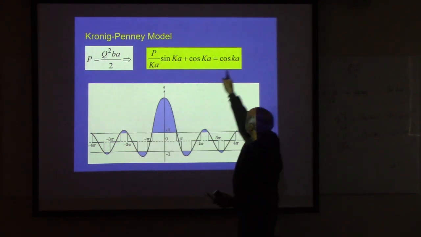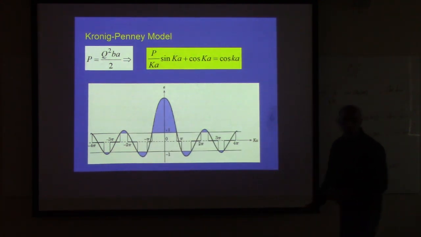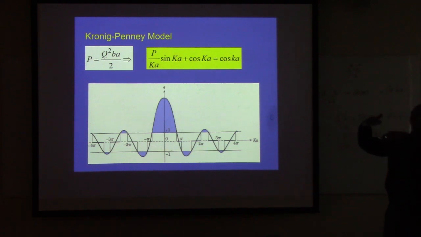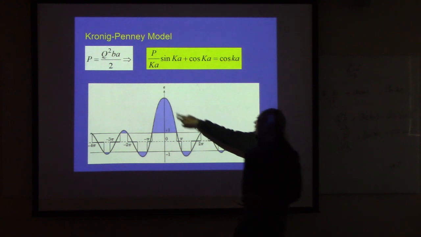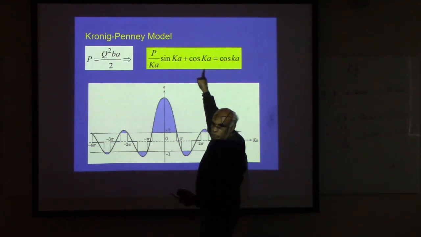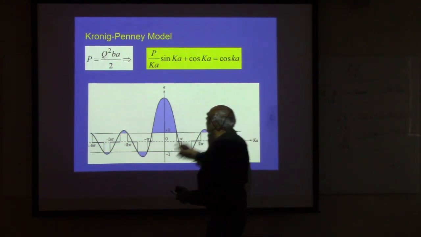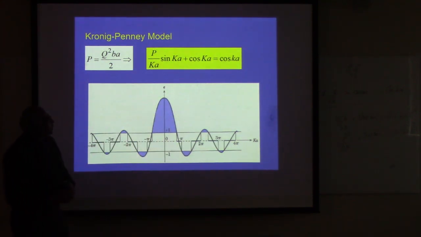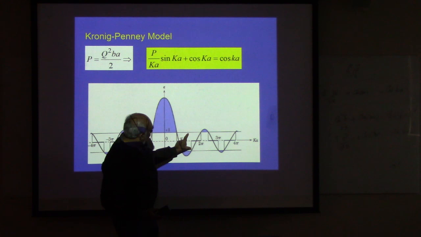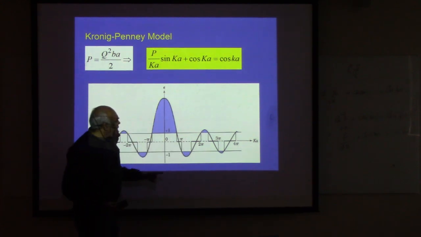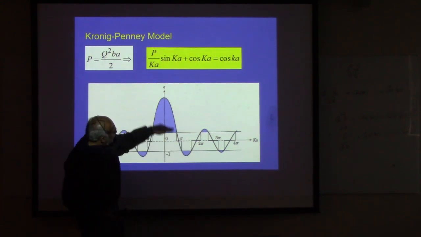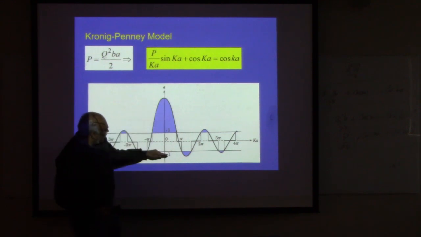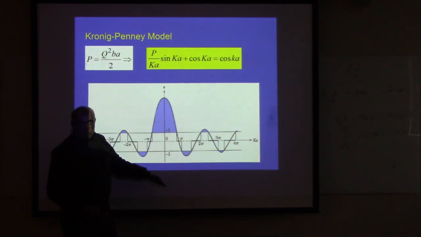So then I write cosine Ka. Cosine Ka can be only between plus and minus 1, right? So this is the curve for this term. Then I draw the plus 1 and minus 1 lines, because cosine Ka can be only between these two. If you do that, you will see regions above plus 1 and below minus 1. So they are not allowed, right?